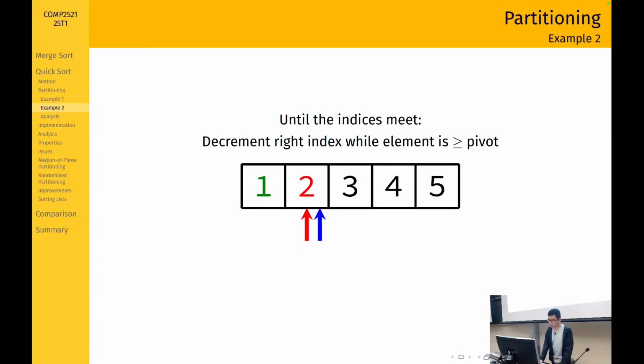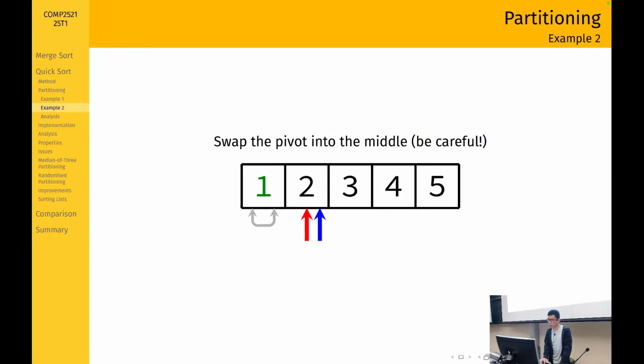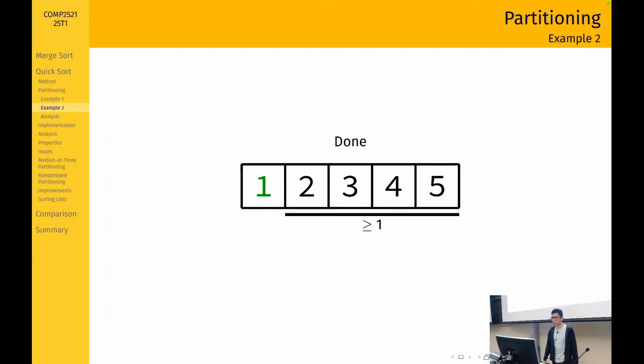And what do we do now? Well, we have to swap the pivot into the middle of our array. I mean, in this case, it's not really the middle, but we end up swapping the 1 where it should go so that everything to the right is bigger, right? And then it just ends up where it was before. So yeah, it just stays there. And now we're done, right? So everything to the right of the pivot is greater, right? And there's nothing to the left of the pivot.